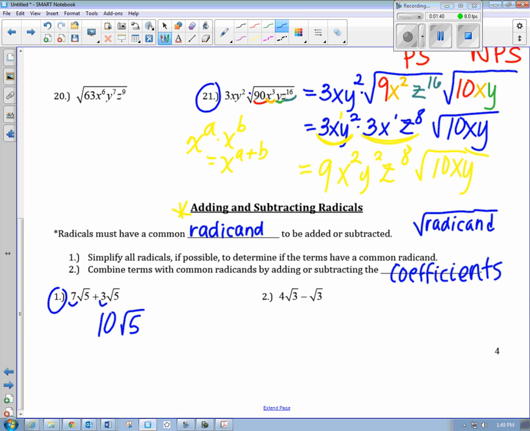For question number 2, the same exact thing happens. In this I have 4 radical 3s and I'm technically taking away 1 radical 3. It's like an x where there's an imaginary 1 in front of it. So 4 radical 3s minus 1 radical 3 will give me 3 radical 3s. And then I'll have you flip the page.